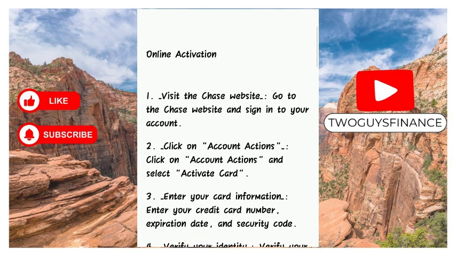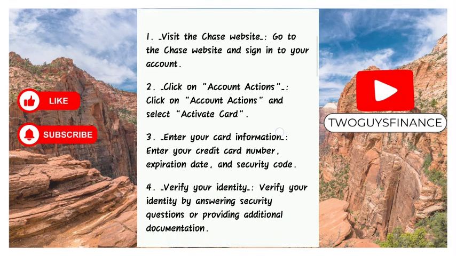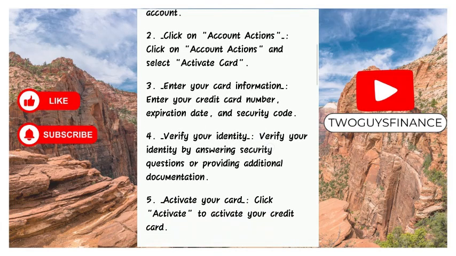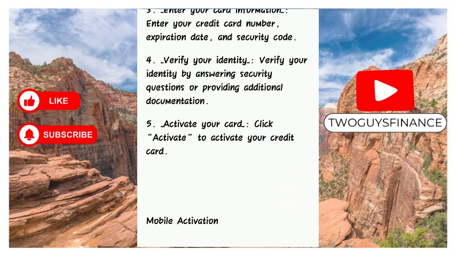So you want to visit the Chase website and sign into your account, and then click on account actions and select activate card. Then enter your credit card number, the expiration date, as well as the security code, and verify your identity by answering some security questions or providing additional documentation, and then just click activate to activate your credit card. That's how you do that on the online platform.